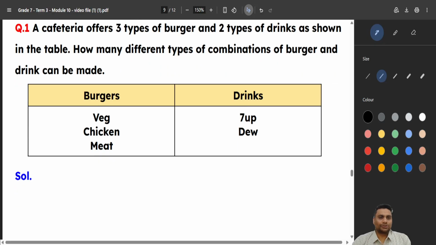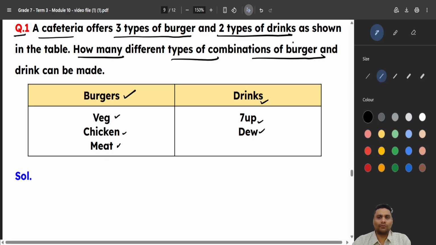Let us practice a question. Understand the concept with the help of a question. A cafeteria offers three types of burgers: vegetarian, chicken, and meat, and two types of drink. The drinks are 7 Up and Dew. How many different combinations of one burger and one drink can be made?